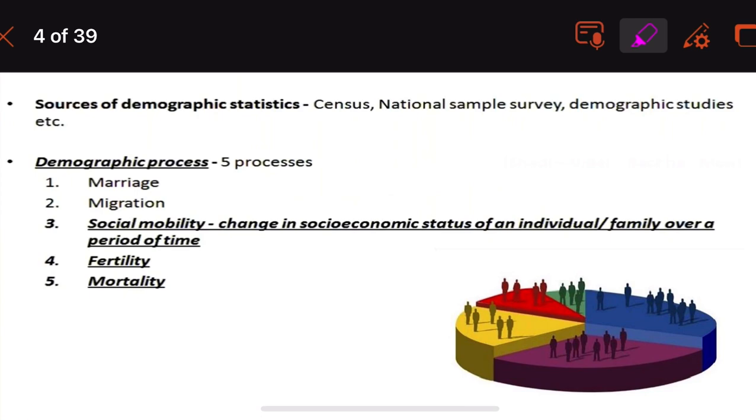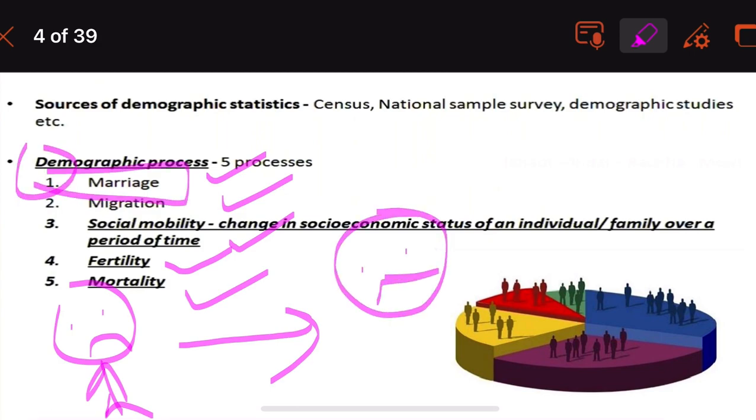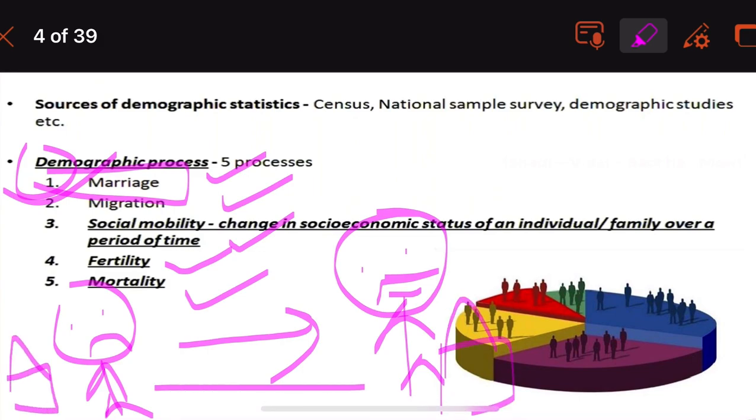Here they are saying that it comprises 5 processes: marriage, migration, social mobility, fertility and mortality. So a poor girl got married. The first one is marriage. She got married to a rich guy. And then she migrated from her home to his home. So there was migration. Marriage, migration.